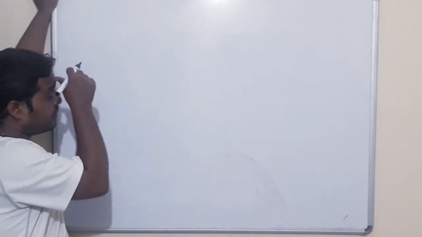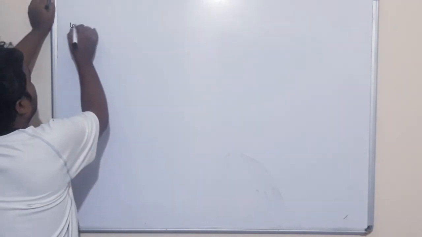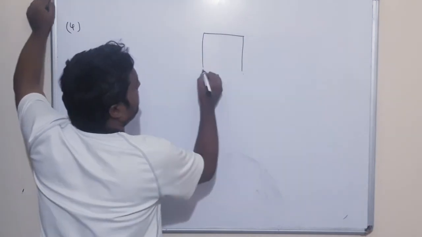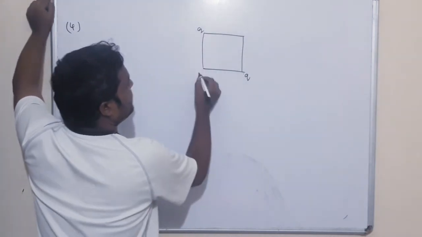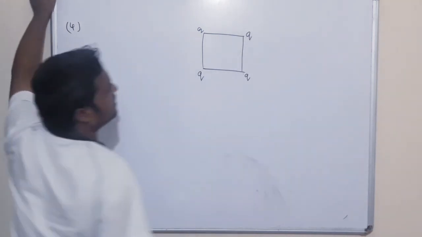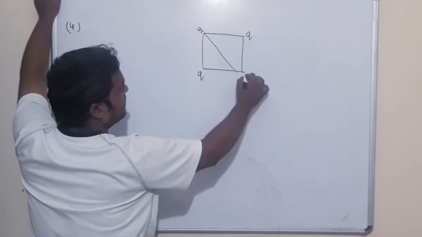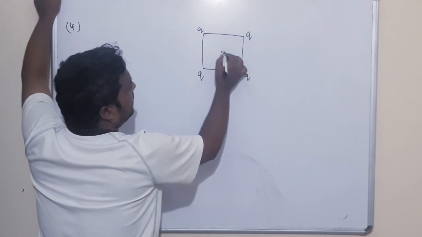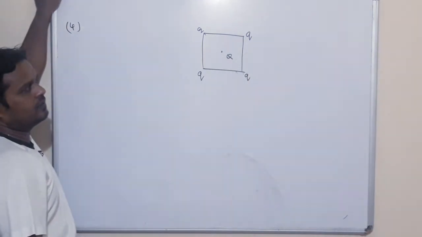In what cases will the net force be 0? Suppose, for example, if I take this example number 4. This is Q, this is Q, this is Q, this is Q. If there is a charge of magnitude capital Q placed at the center.